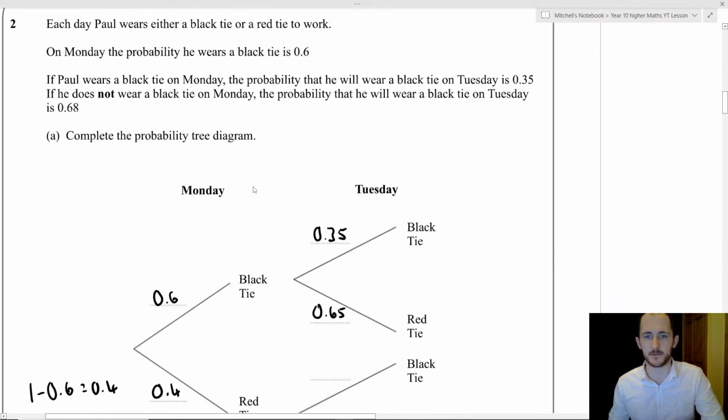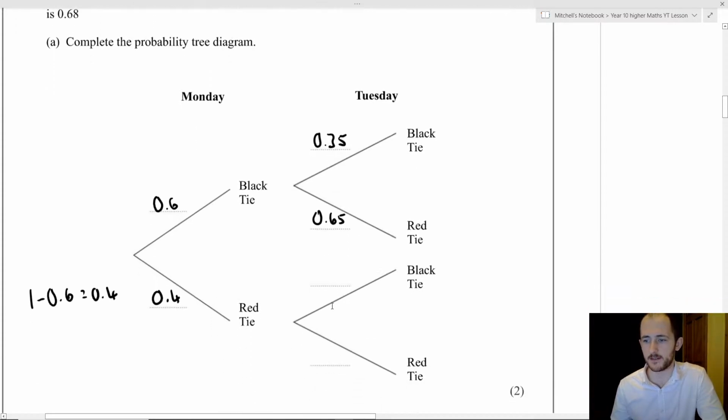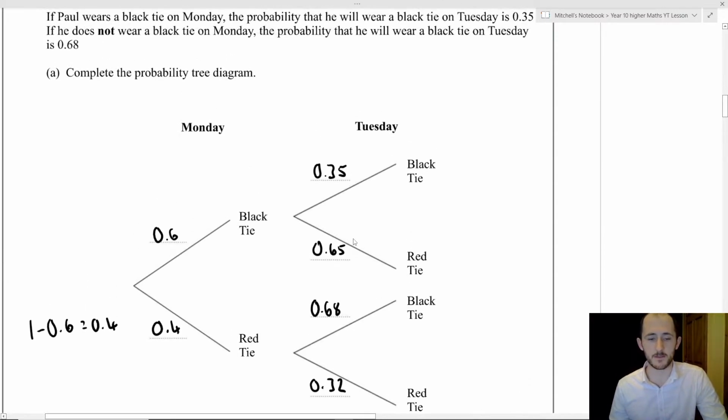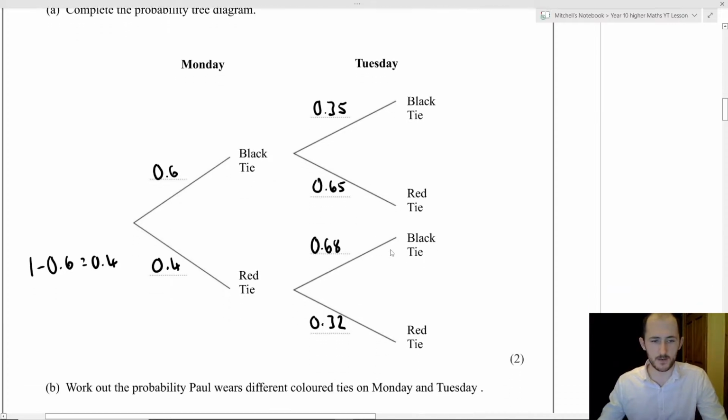It doesn't really matter. If he does not wear a black tie on Monday, the probability that he will wear a black tie on Tuesday is 0.68. So again, we can fill that in. And again, it needs to add up to 1. So all we need to do is do 1 minus 0.68, which is 0.32. Those are our 2 marks. Are there any questions on that at all? It's just all about really reading quite carefully.